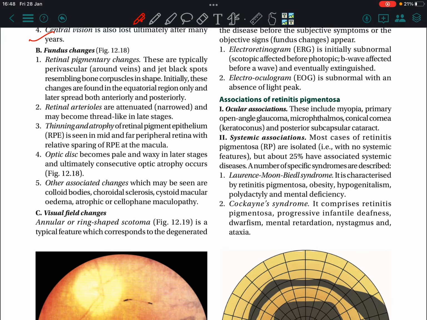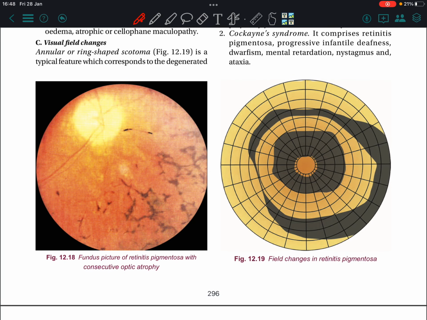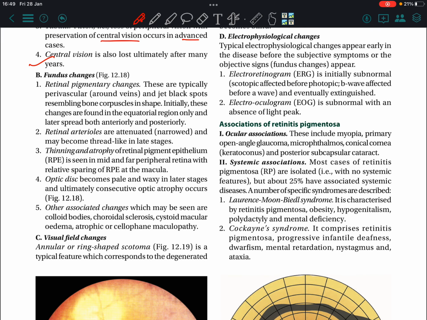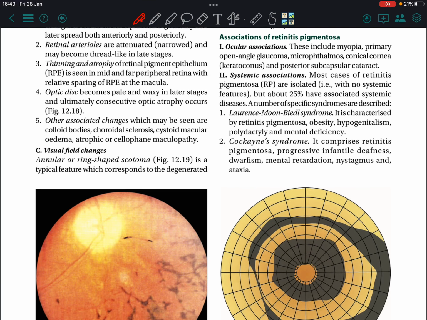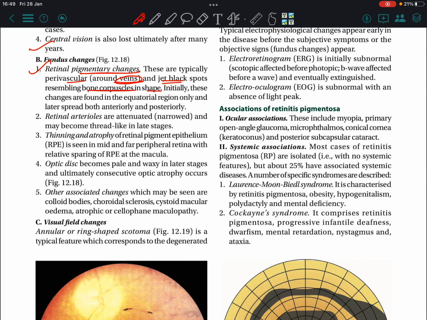Fundus changes. Retinal pigmentary changes. Fundus picture of retinitis pigmentosa with consecutive optic atrophy. Field changes in retinitis pigmentosa. First, fundus changes: retinal pigmentary changes. These are typically perivascular around the veins, and jet black spots resembling bone corpuscles in shape. Initially, these changes are found in the equatorial region only and later spread both anteriorly and posteriorly.